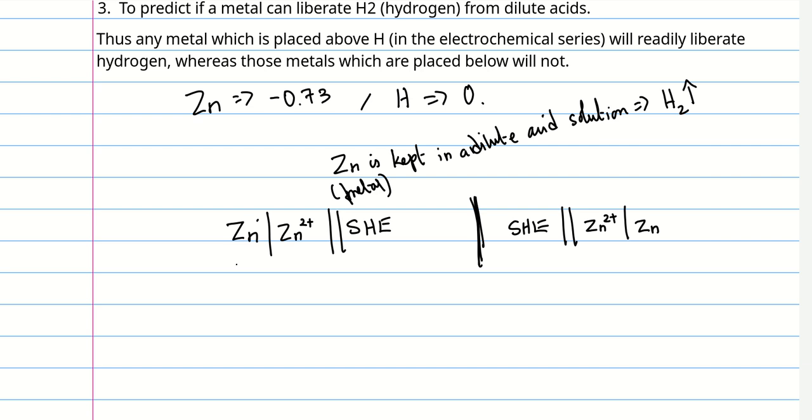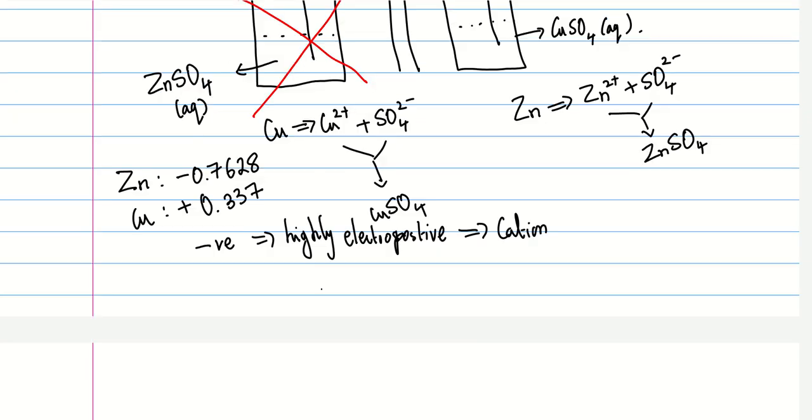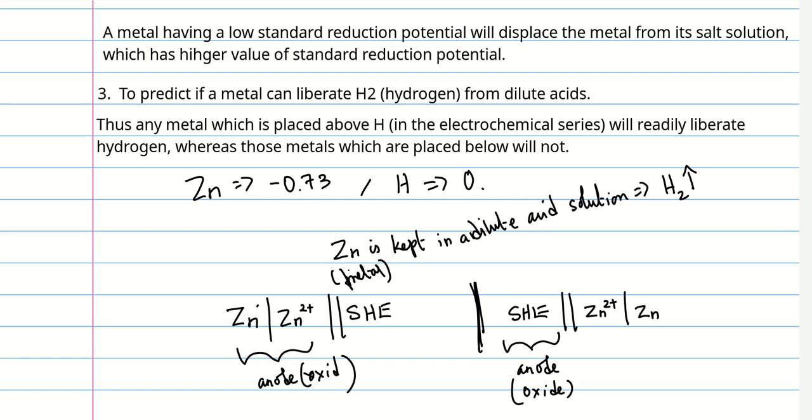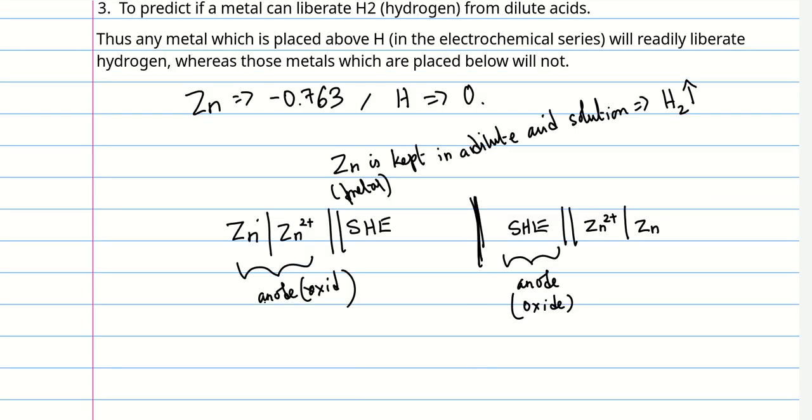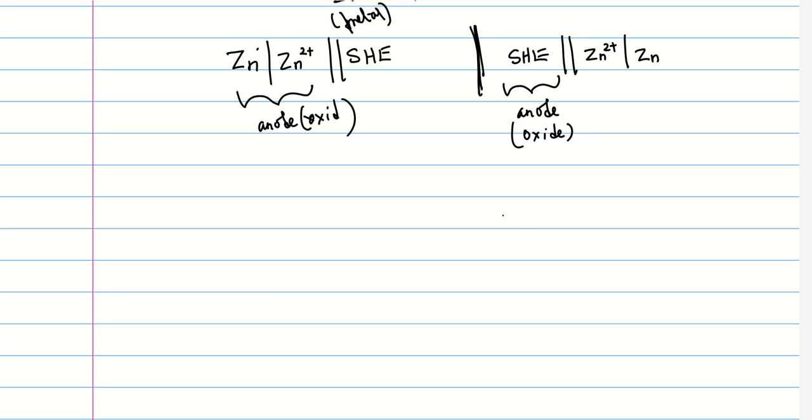Now here zinc acts as the anode where oxidation occurs, whereas in this case the SHE acts as the anode where oxidation would occur. Now let's calculate the E cell of both these cases. So the value of this is roughly 0.763. So let's calculate the EMF of the cell which I have denoted on the left, and the cell which is constituted by SHE acting as the anode on the right.